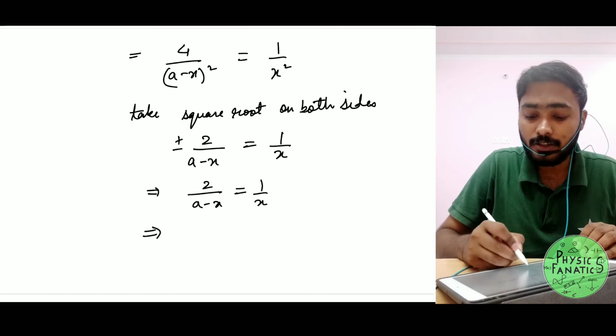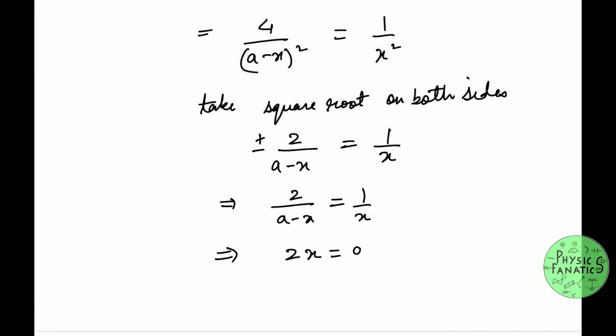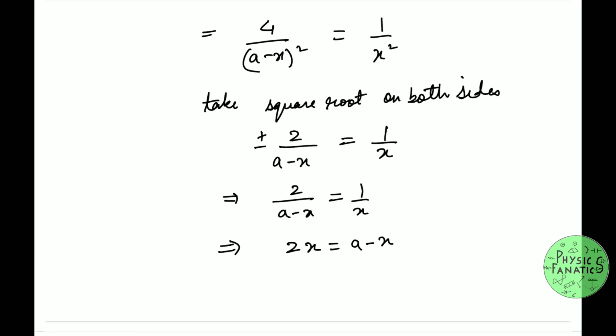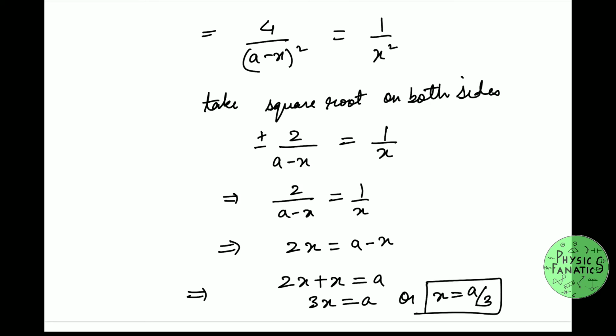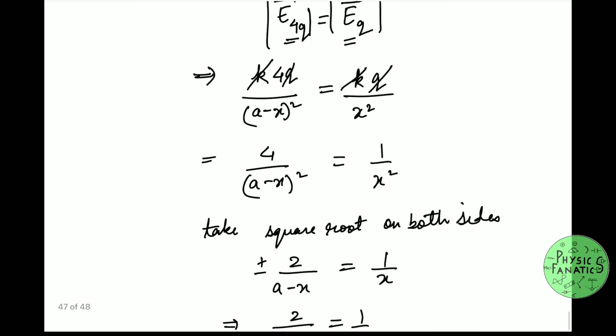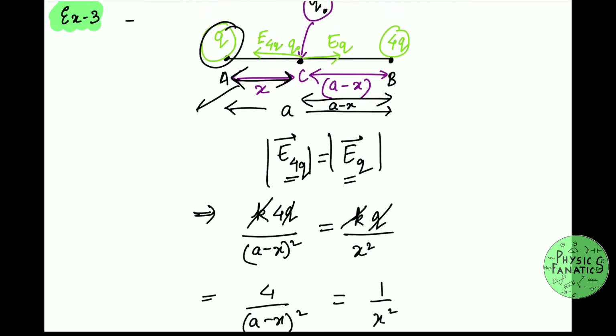Do the cross multiplication, you will get 2x is equal to a minus x. Or we can simply say, as you can see, 2x plus x is equal to a, or I should say 3x is equal to a, or I can say x is equal to a by 3. Right, now this is very important. Why am I saying important? Because the value of x is a by 3.